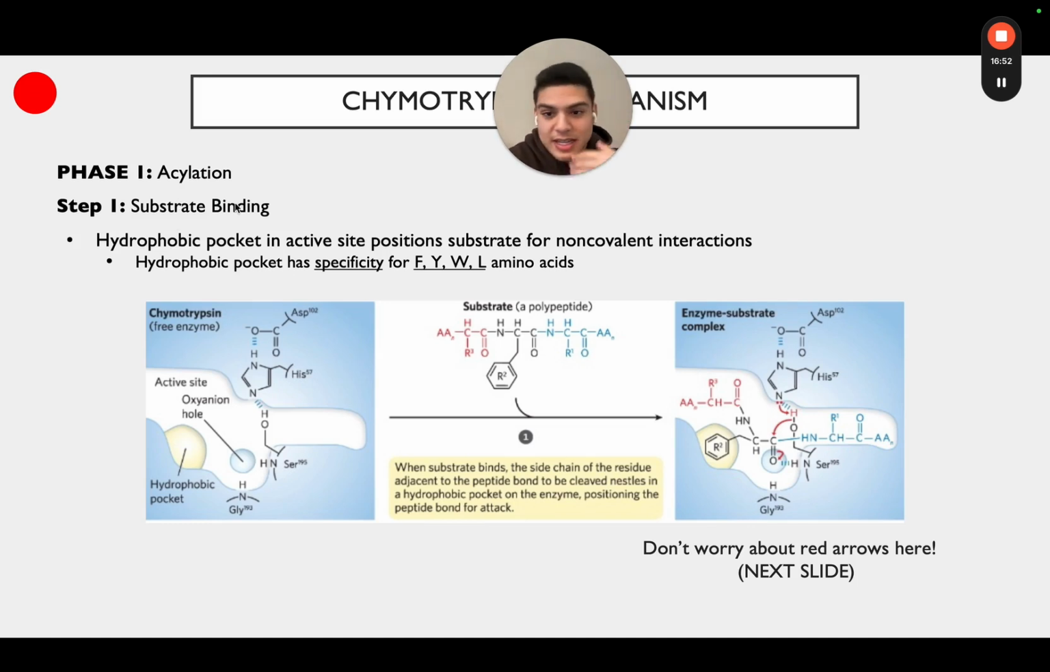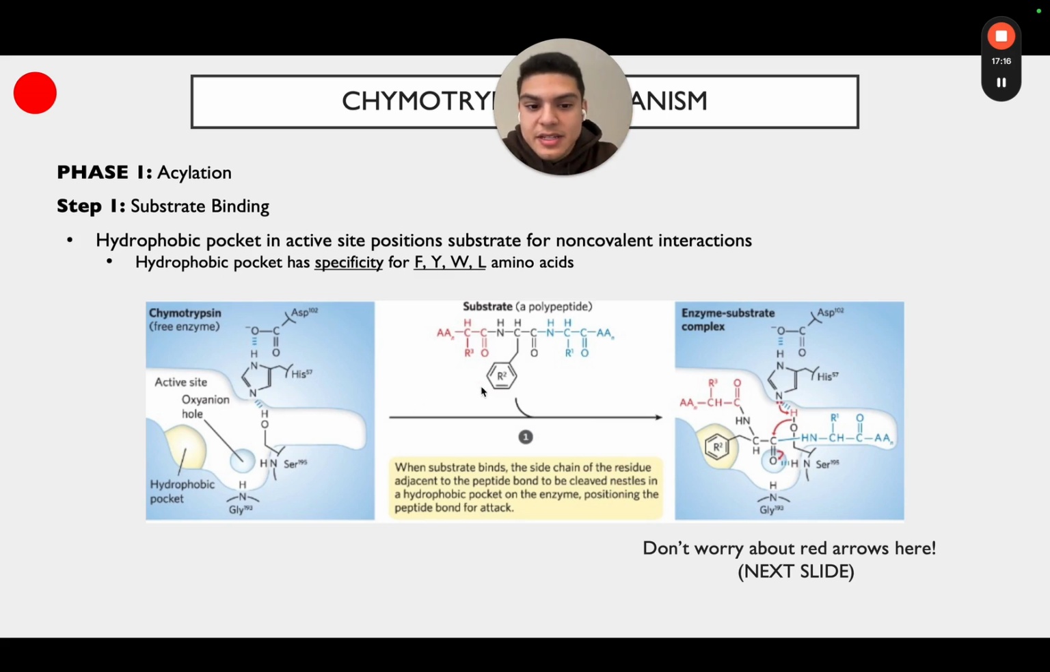So the substrate first has to bind, and it does so because of this hydrophobic pocket right here. It's in the active site that positions the substrates for non-covalent interactions. So this is why, again, it's a hydrophobic pocket. It doesn't want anything that's polar or charged or anything of the like. So the hydrophobic pocket has specificity for phenylalanine, tyrosine, tryptophan, and leucine. Leucine's the specific outlier, so you definitely memorize that.